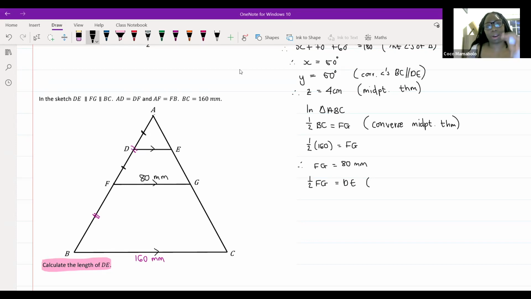I'm using the parallel lines, guys. Therefore, I must use the converse. I'm going to use the converse of the midpoint theorem. Then I can say half of 80 is equal to DE. Therefore, DE is equal to 40.